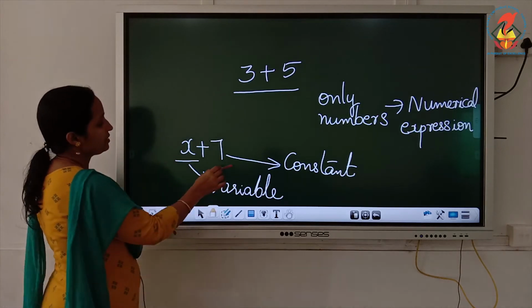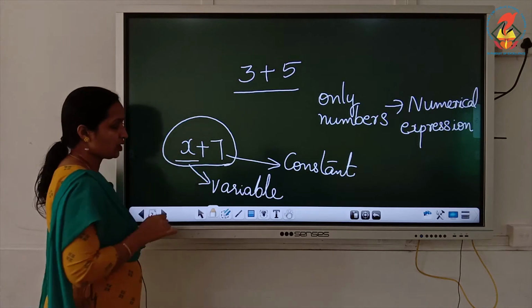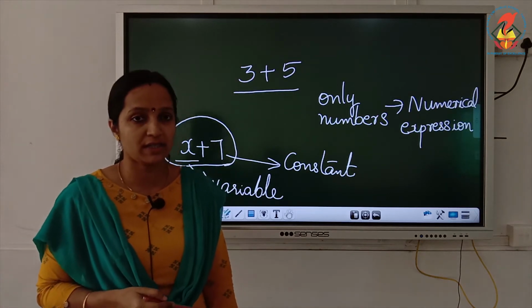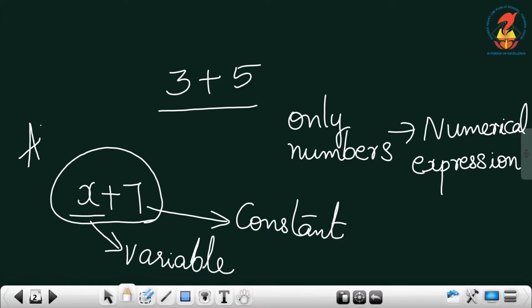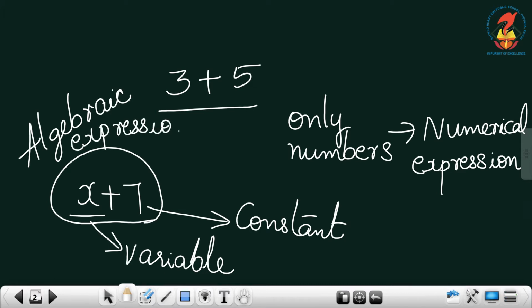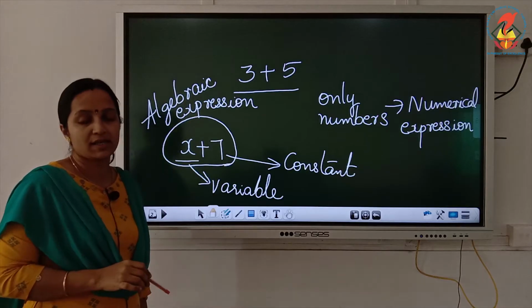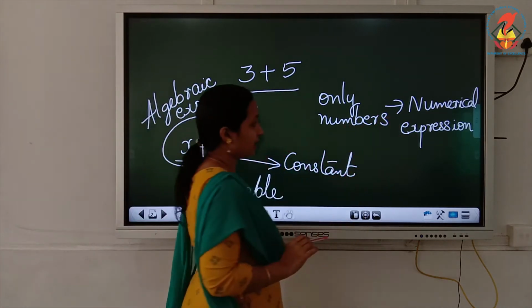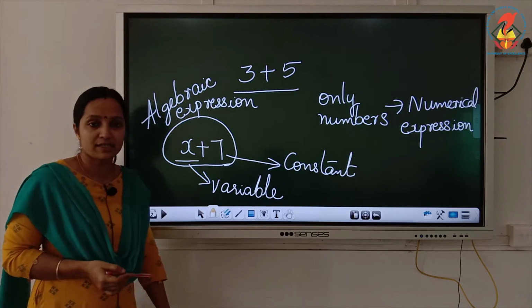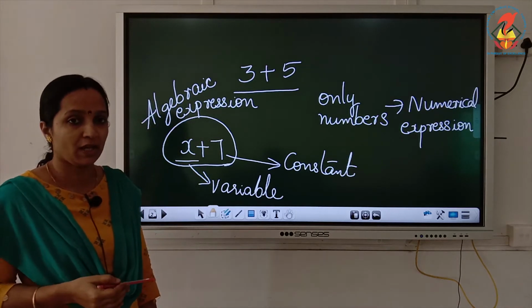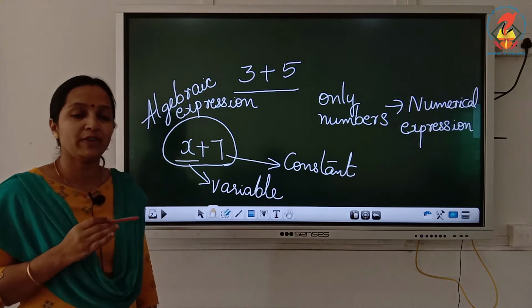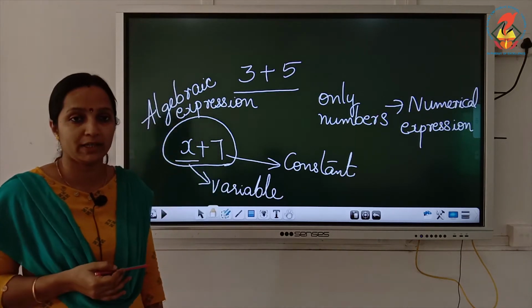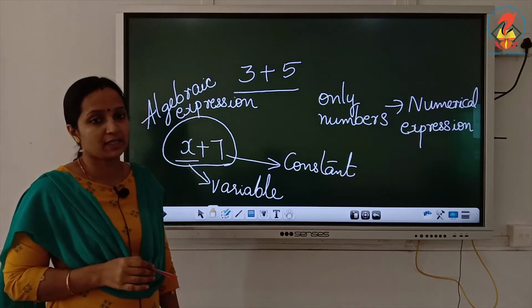And we know that this is an expression. An expression that contains variables and constants, we can call an algebraic expression. So if it is only numbers, we call it a numerical expression. If variables and constants are there, we call it an algebraic expression. Variable means it does not have a fixed value, that means it can take any numerical value. Constant means it has a fixed value.